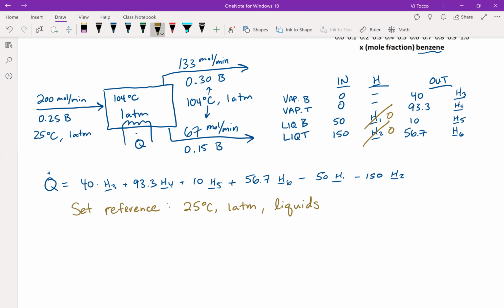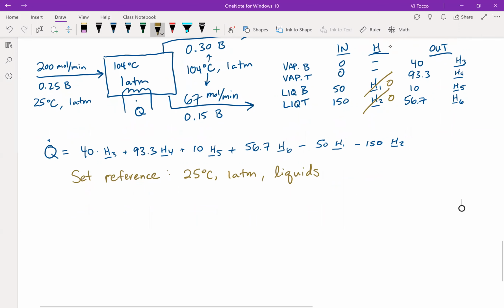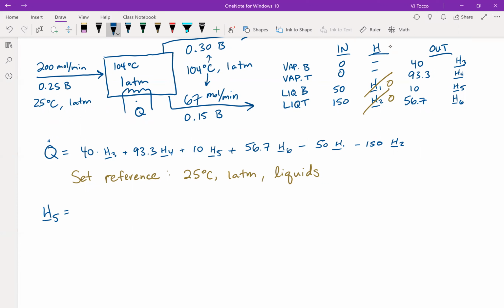Now I need to calculate my H5 and my H6. I'm going to say that my H5 is for benzene. Because it's liquid, there's no phase change operation that I have to do. H5 is just going to be the integral from 25C to 104C of CP liquid benzene dT. I have to go in the textbook to find what the CP value is.